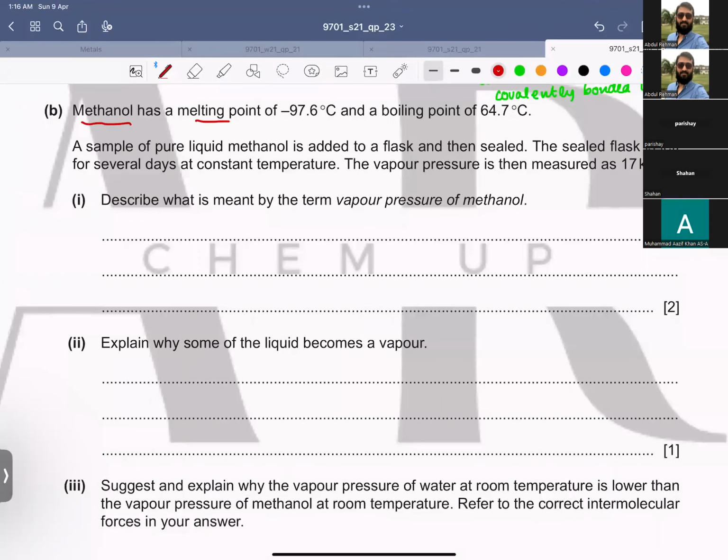Methanol has a melting point of minus 97.6 degrees Celsius and a boiling point of 64.7 degrees Celsius. A sample of pure liquid methanol is added to a flask and then sealed. The flask is left for several days at constant temperature. The vapor pressure is then measured as 17 kilopascals. What is meant by the term vapor pressure of methanol?